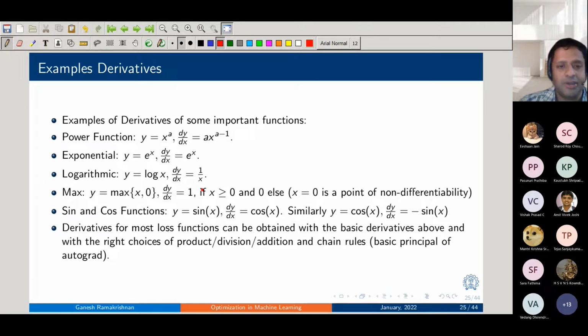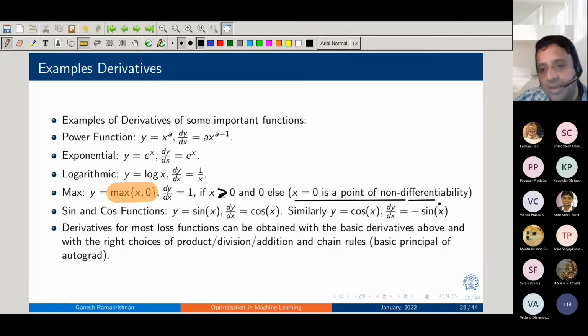If y is log x, then dy by dx is 1 upon x. Now one important point, I will only spend time where I think you wouldn't have probably addressed it in your basic calculus course, which is say the max of x and 0. y is max of x and 0. So what is dy by dx? Well, we know that if x is greater than or equal to 0, it's 1 and 0 otherwise, right? But I'm sorry, this should have been a strict inequality. Okay, x greater than 0 only. x equal to 0 is a point of non-differentiability.